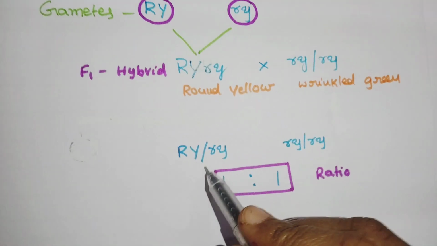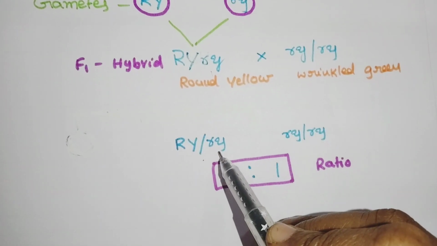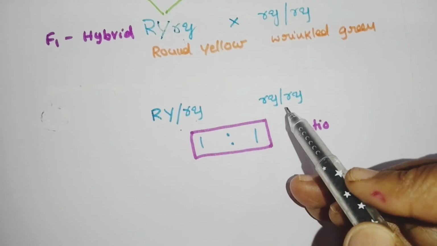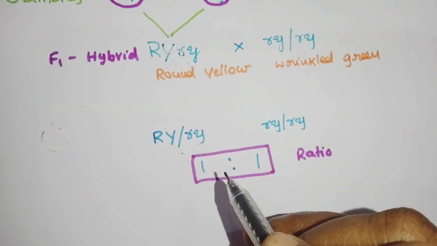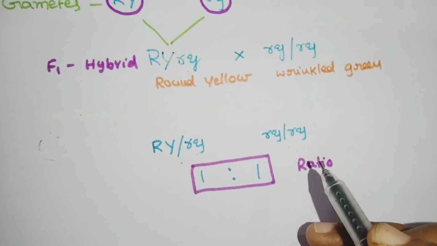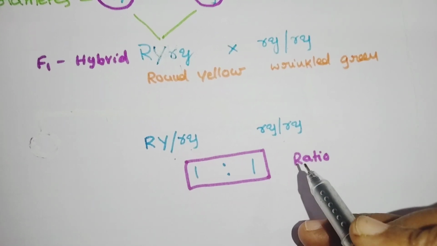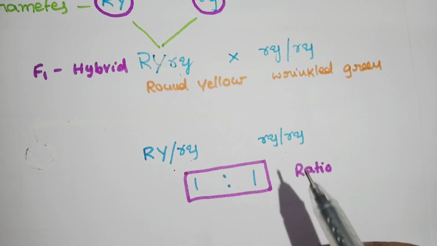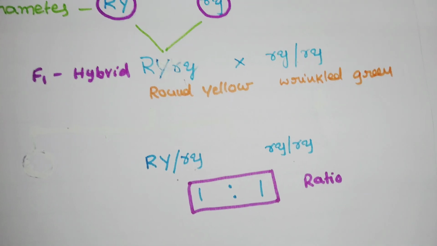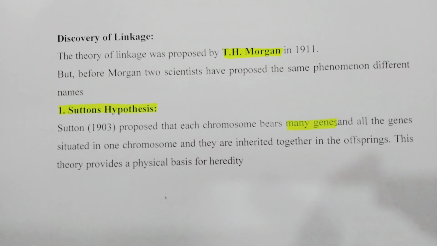That means this is the parental combination, and here also the parental combination. Only parents will come. We are not going to get any recombinants. This is due to linkage. I will explain it in detail, don't worry. Now we are going to see what linkage is.